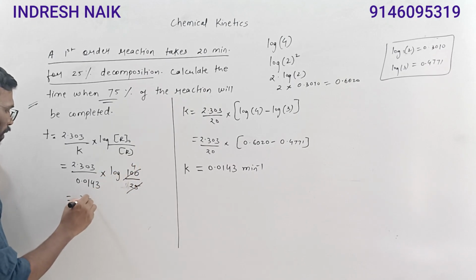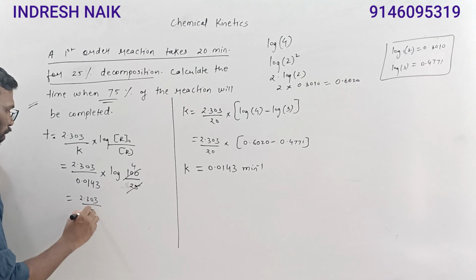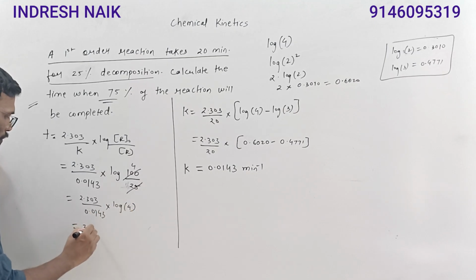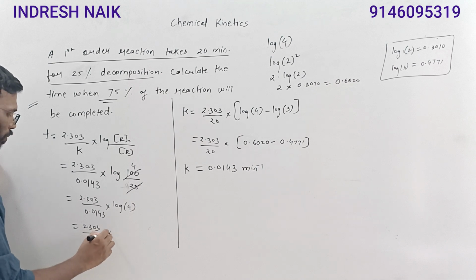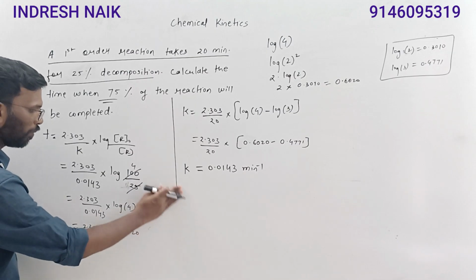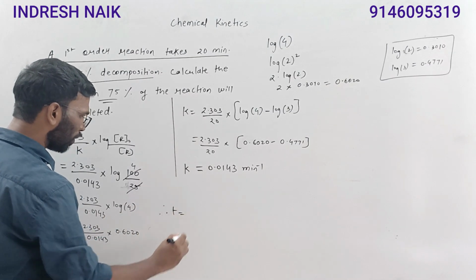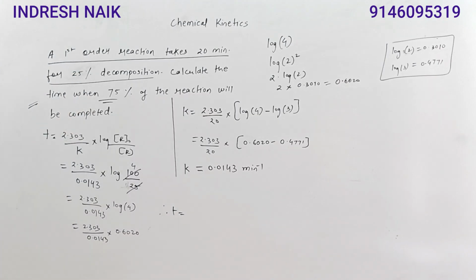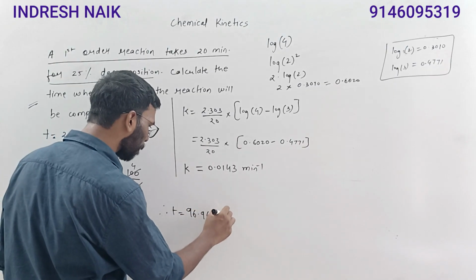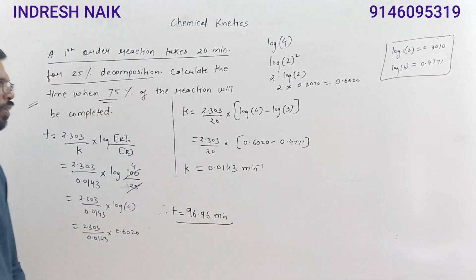So this is 2.303 upon 0.0143 into log of 4, which will be what? Log of 4 is 0.6020. The final answer for the time: therefore, time is equal to 96.96 minutes. Okay, these are the questions you can handle this way.